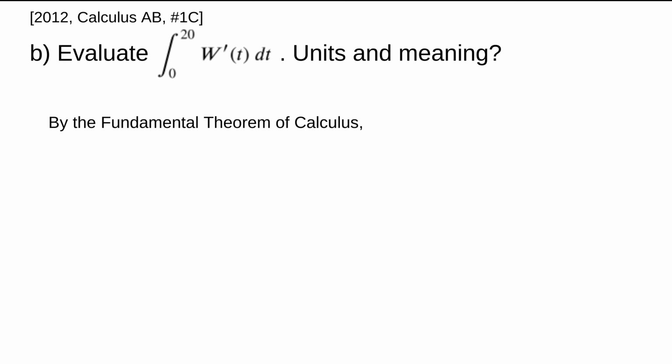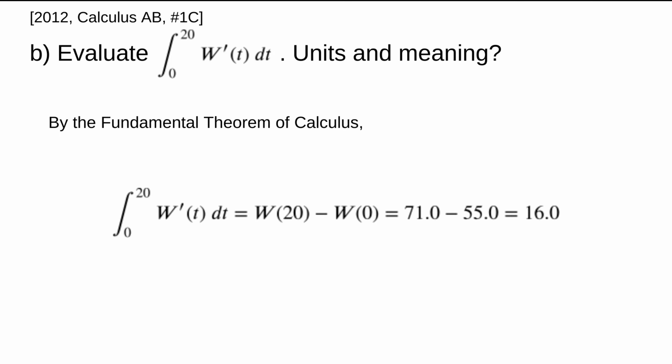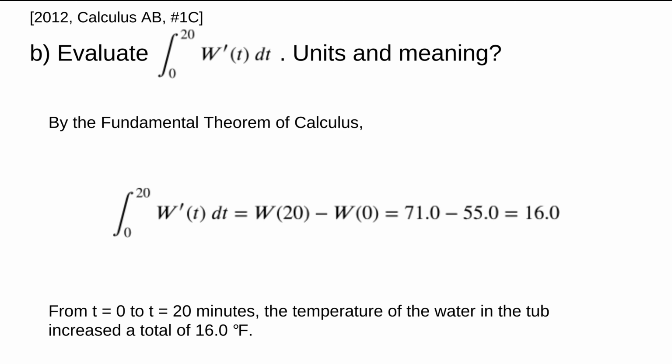If I want to integrate a derivative function, that's just going to be the antiderivative of that, which would be our normal W function in this case. Evaluate it at the endpoints, 20 and 0, and then find the difference. So the definite integral we are after here would just be W of 20 minus W of 0, and those are values we get straight from the table. W of 20 is 71 degrees, W of 0 is 55 degrees, so if I subtract that I get 16 degrees. All right, so what does that mean?